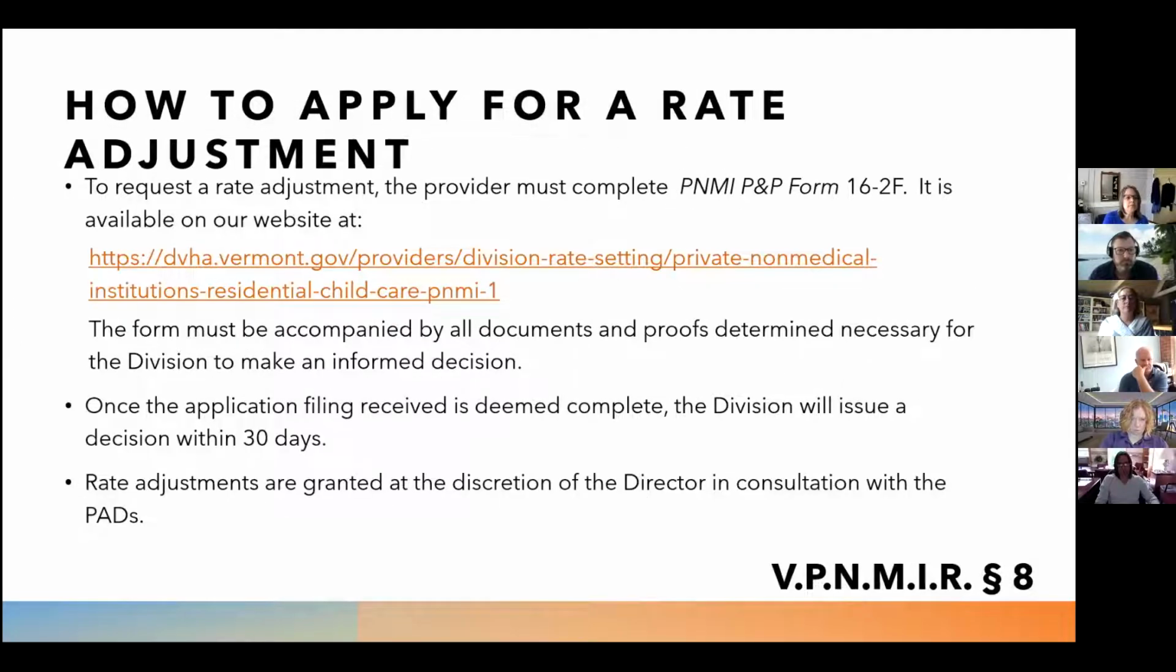So an overview on how to apply for a rate adjustment. To request a rate adjustment, the provider must complete PNMI PNP form 16-2F, which is at the link on this slide. And then I'll also walk through that form with you after this presentation. The form must be accompanied by all documents and proof determined necessary for the division to make an informed decision. Once the application filing received is deemed complete, the division will issue a decision within 30 days. Rate adjustments are granted at the discretion of the director in consultation with the PADS.